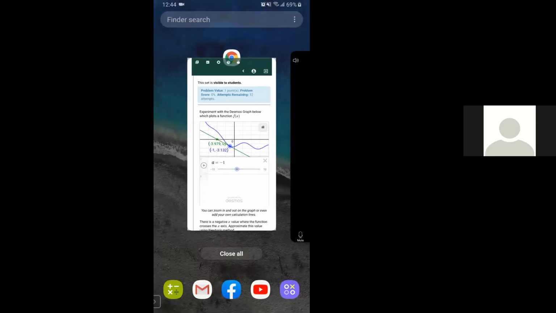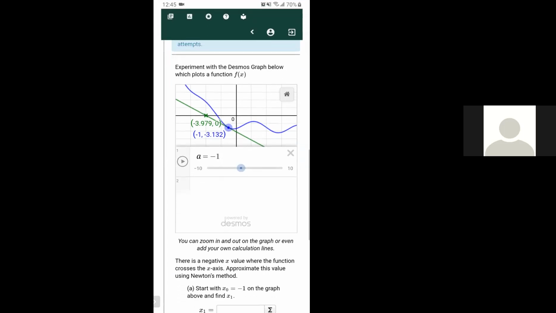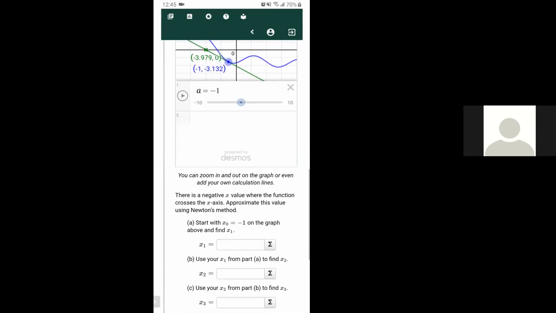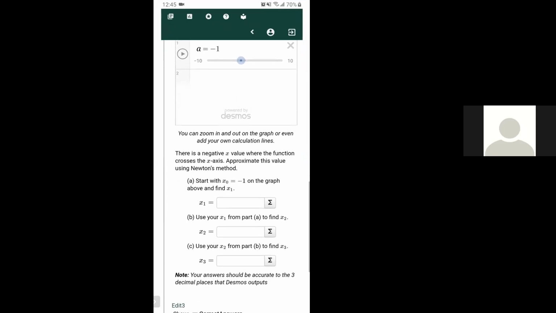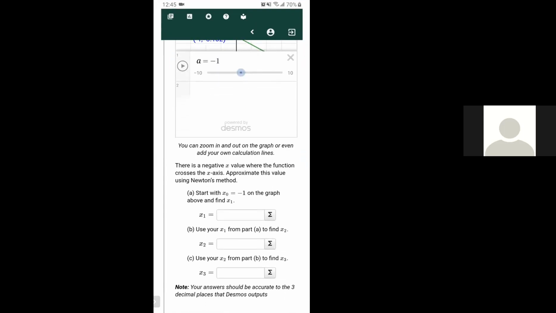Let's switch over to this question on the WeBWorK. So this is WeBWorK 3.8, question 1. You have this fancy graph, and the question says that you want to start with x0 equals -1 on the graph, and then use that to find x1.